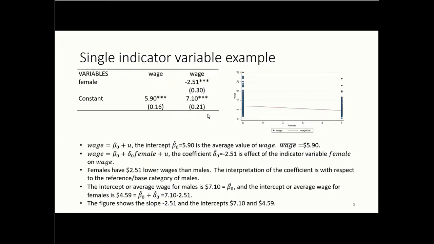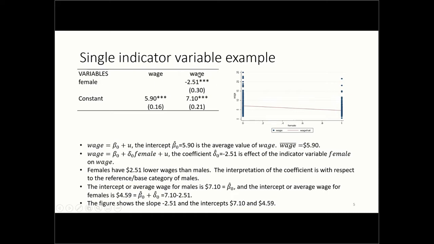So here's an example. So the first model here is if we just have wage regressed on a constant, no independent variables. So in this case, this intercept here of 5.90 would be the average value of wage. So that would be wage bar of $5.90. This is what the average wage is for people in the sample.